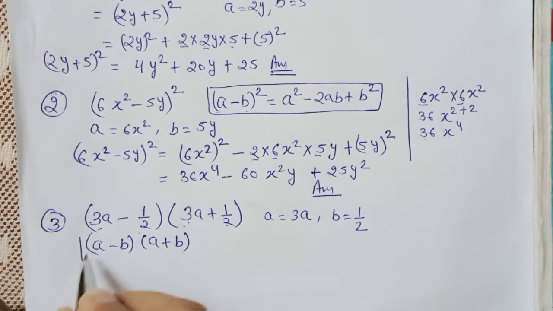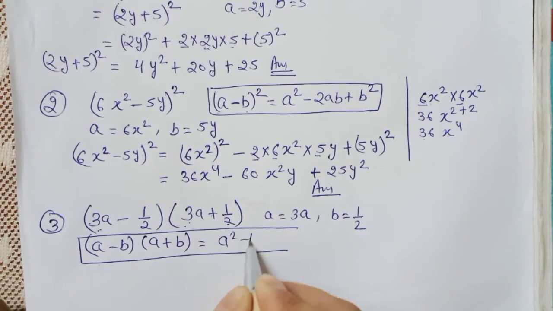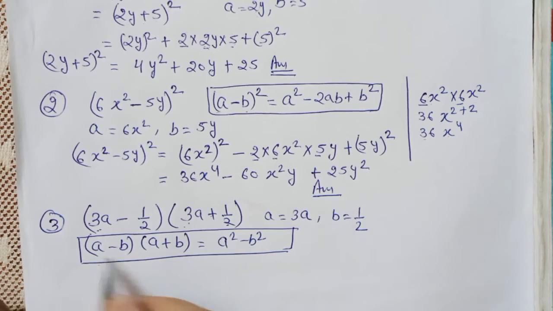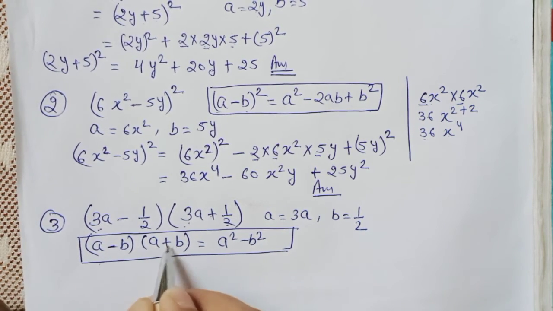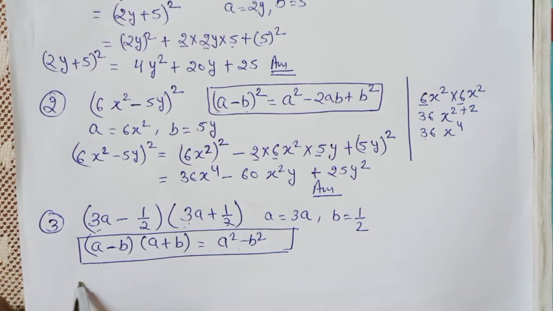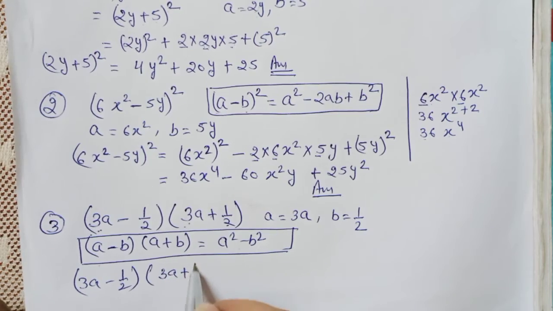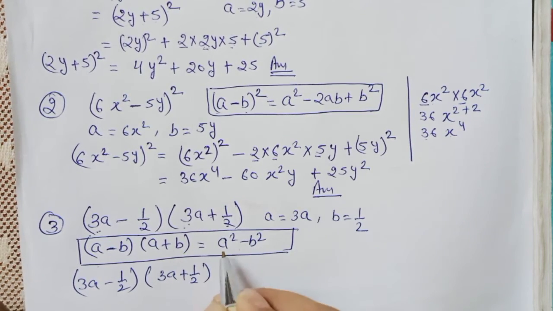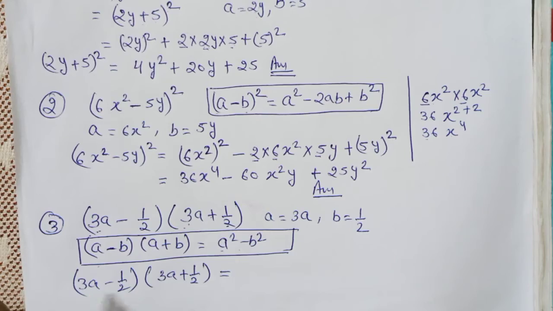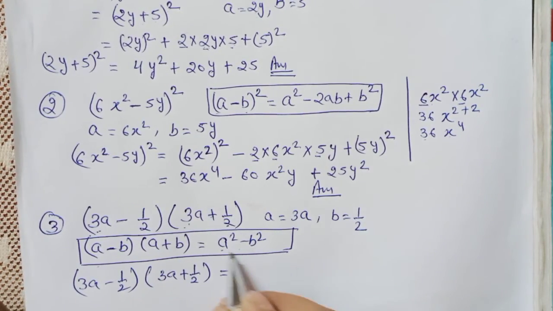What is the formula of the third identity? It is a square minus b square. If you have two brackets with the same terms and the signs are different, then you have to apply this identity, which is the third identity of algebra. Let's start. How will we apply this? Write down the question. a square. Your question is given on this side, and you have to find out this side.